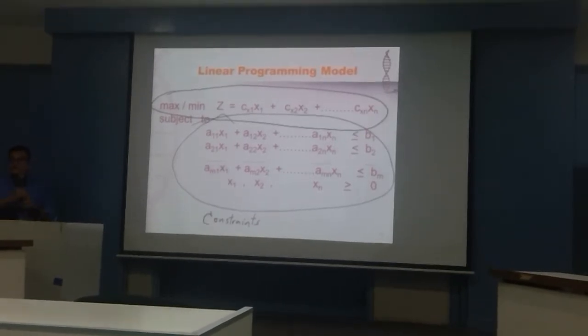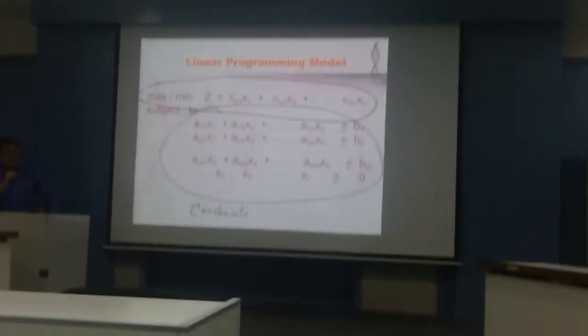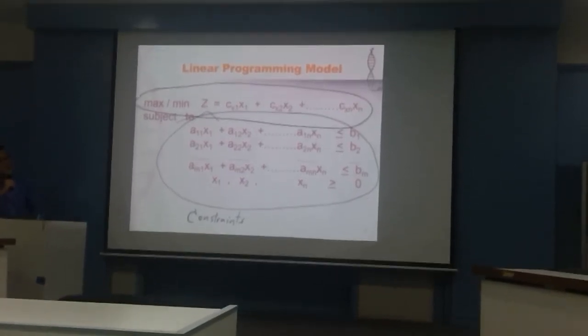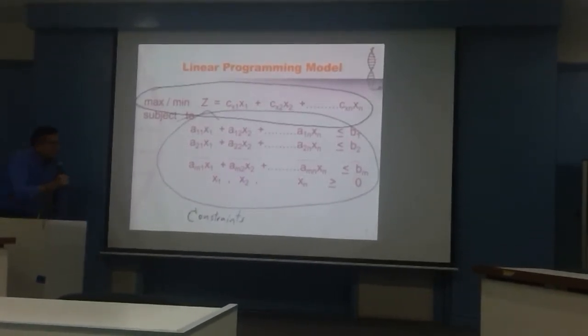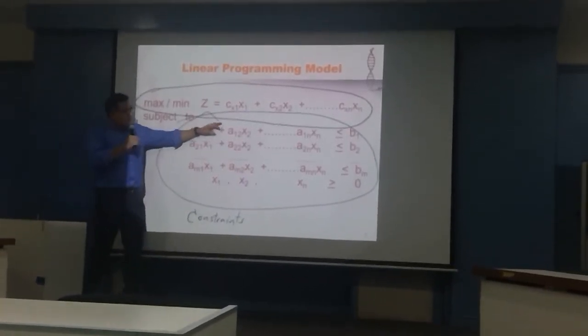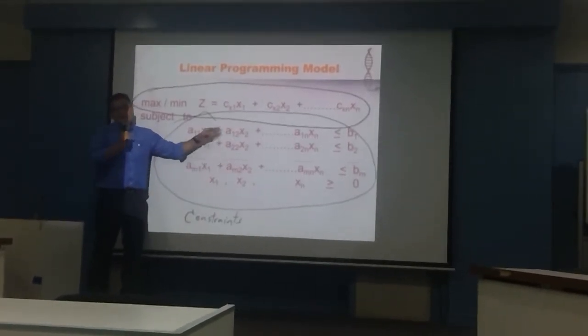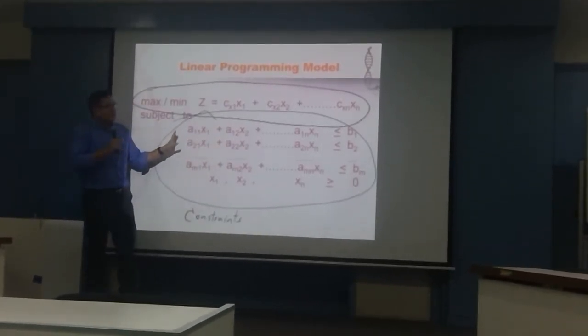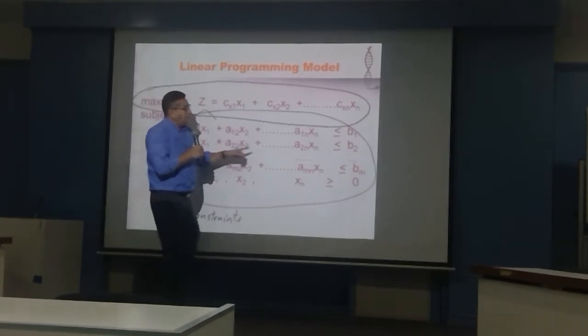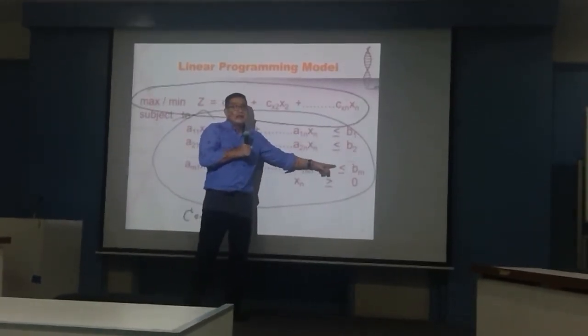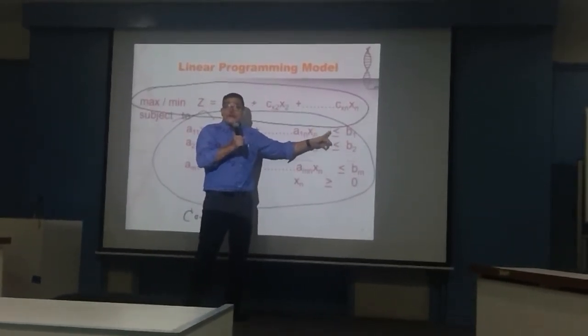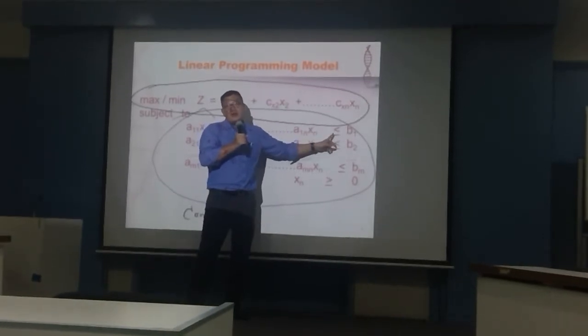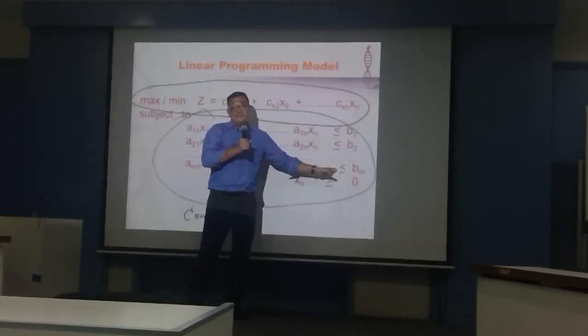Constraint. This is what we call constraint or limitation. If you look at the constraints, you can have as many as you need. It depends on the problem. But the format of the constraint, once again, you're going to see that they have a sign here: less than or equal, or equal, or greater than or equal. It depends on the problem.